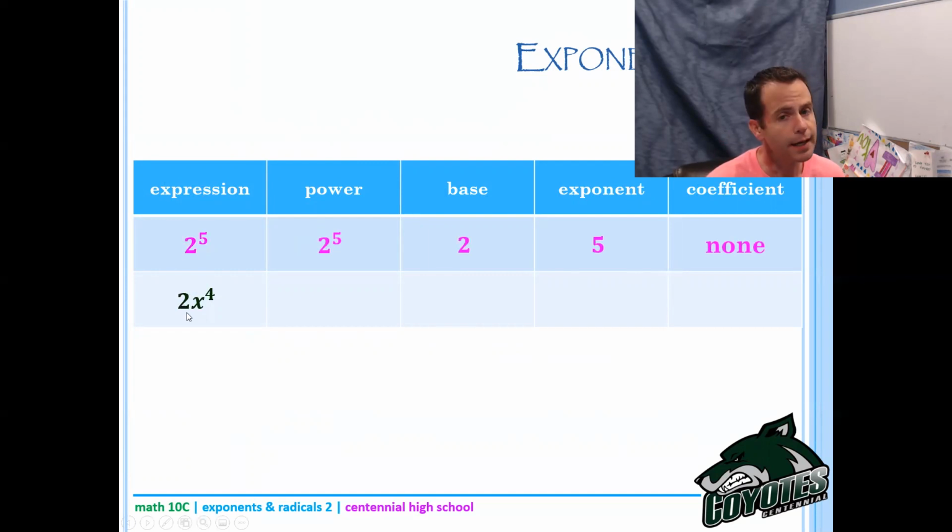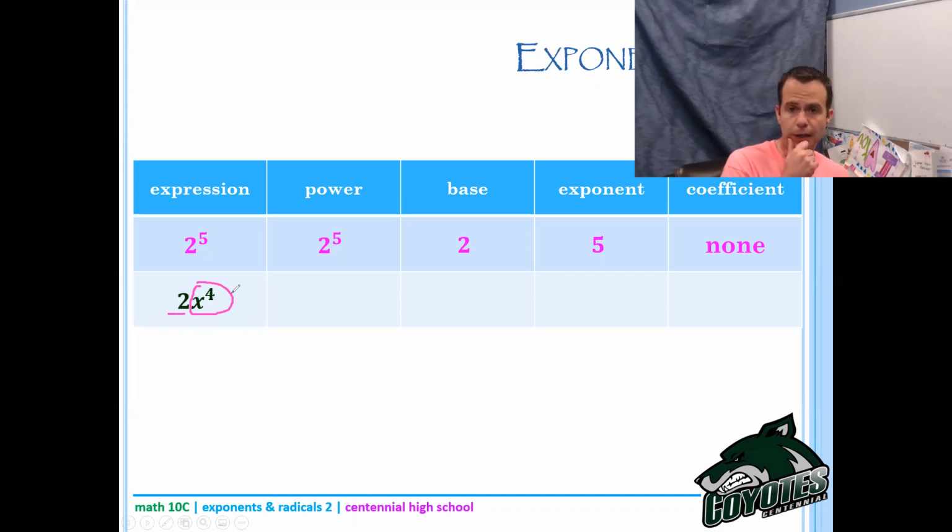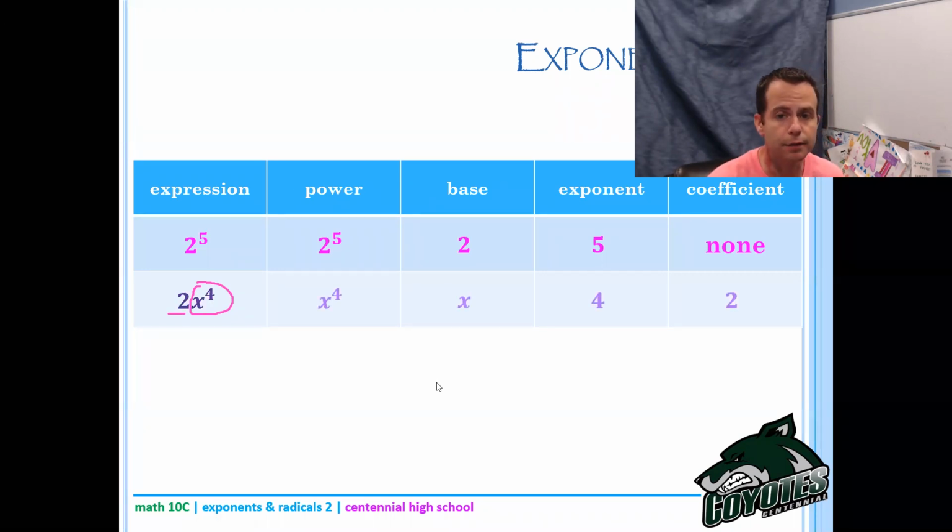Now, for the next one, something I want to talk to you about here: the power itself is just this, x to the 4. This 2 has nothing to do with that exponent. Rather, that 2 is a coefficient in front of x to the 4. So the 4 does not apply to that 2 because it's not in a set of brackets. The power itself would be x to the 4, the base is x, the exponent is 4, and the coefficient, the number in front of the variable, is where the 2 will show up.